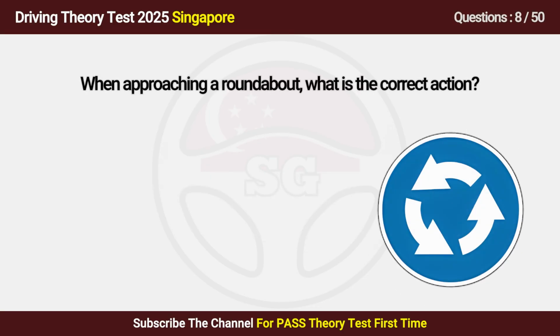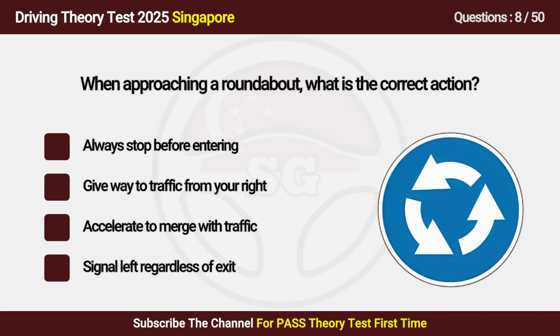Question 8. When approaching a roundabout, what is the correct action? A. Always stop before entering. B. Give way to traffic from your right. C. Accelerate to merge with traffic. D. Signal left regardless of exit.